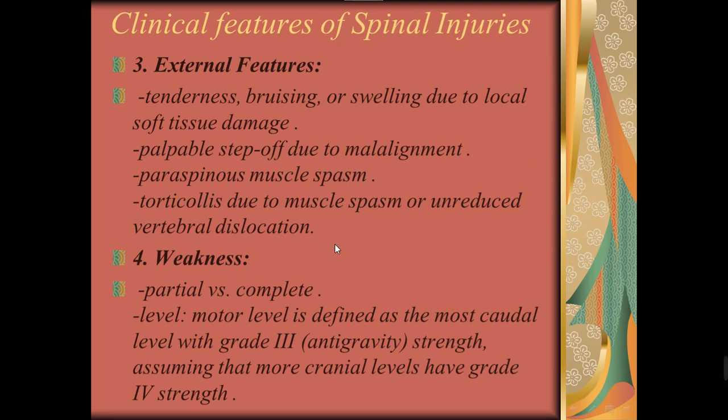Regarding weakness, we must know whether this weakness is partial versus complete. Is it complete weakness, I mean paralysis, or partial paresis? Level: how do you diagnose the level of motor weakness? Motor level is defined as the most caudal level with grade 3, I mean anti-gravity strength, assuming that more cranial levels have grade 4 strength, and that will be the level of weakness.